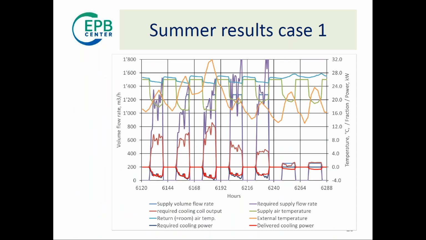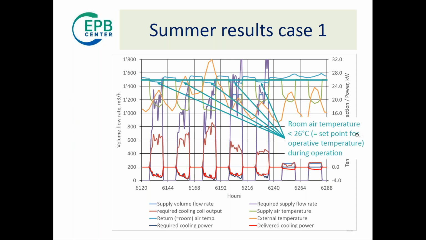So this is for the summer period the result of case 1, the variable volume system. What we see here is at first the room air temperature that's taken from the building energy needs calculation, which is below the set point. The set point is 26, but that's for the operative temperature. So the air temperature has to be below because the energy extraction is done purely convectively. So you have to have a lower air temperature in order to take out the energy.